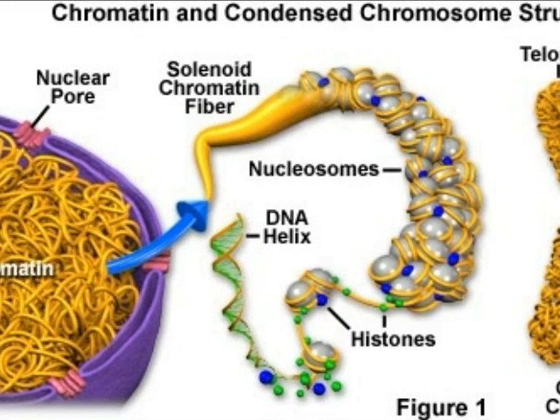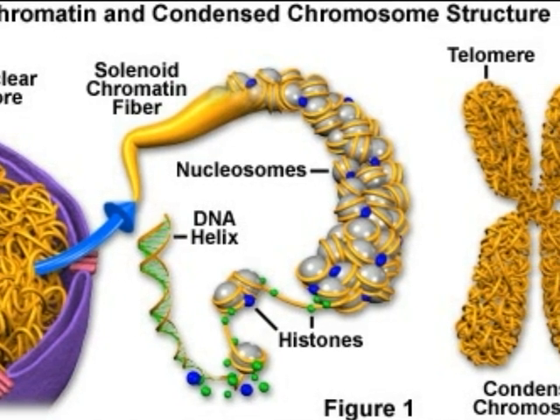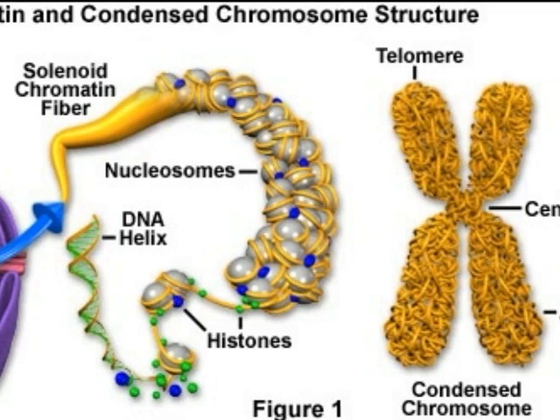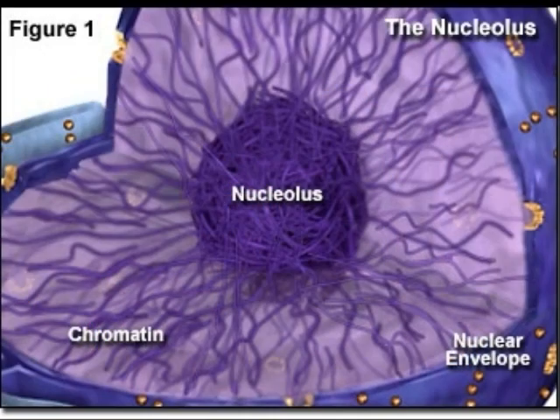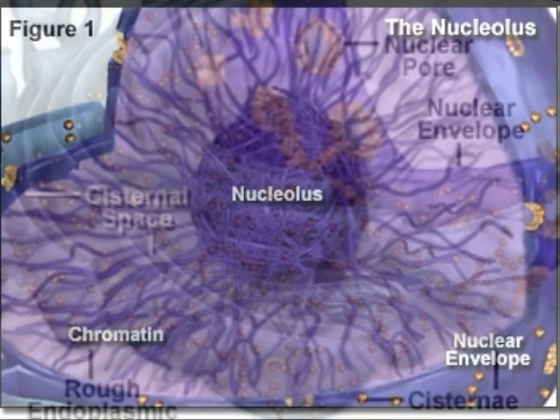This is a closer look at the chromatin. During cell division, the chromatin binds to form chromosomes. The dark area in the middle of the nucleus is called the nucleolus. It creates ribosomes that are used to make proteins.